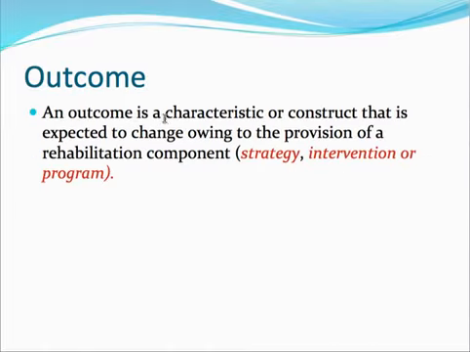The definition of an outcome is a characteristic or construct that is expected to change owing to the provision of a rehabilitation component. So you can break what you do clinically down into a strategy, intervention, or program, just to help you think about how you might want to assess these different components. A strategy is a very specific thing, like stretching or strengthening, that you're assessing at a high frequency, almost every visit. An intervention is like a global strategy.